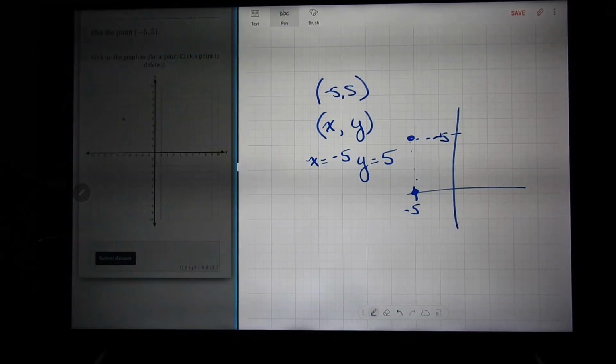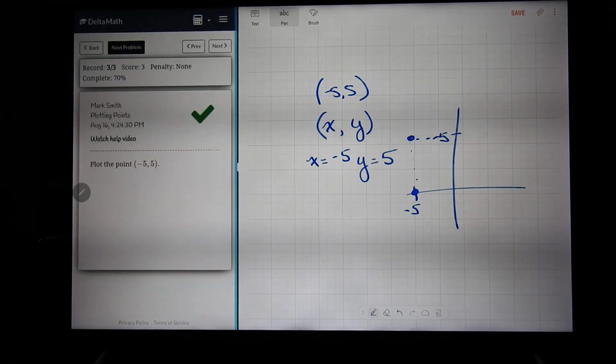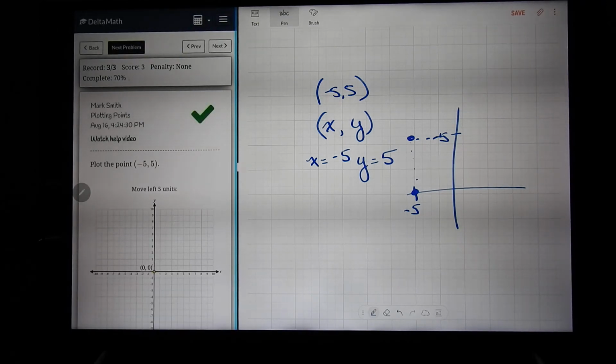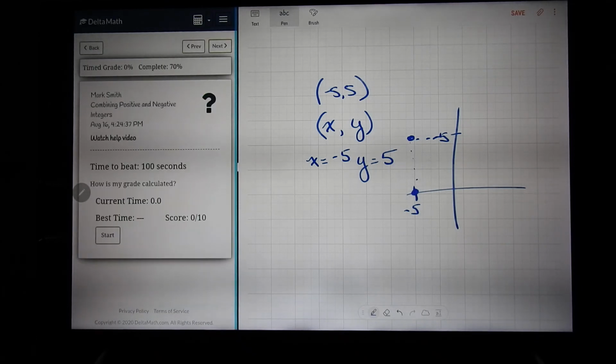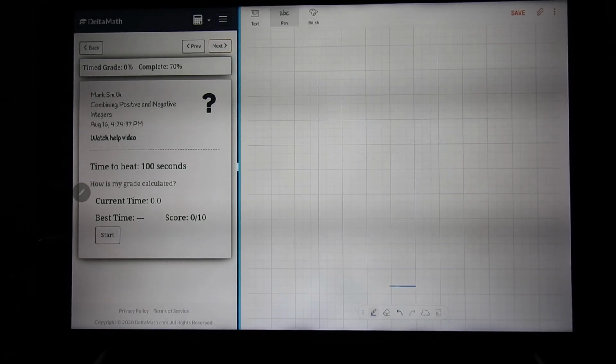Going to submit my answer. I love that answer. And it's correct. All right, so now I've done 3 out of 3, so I'm good there. I hit next. And I go to my next problem. Okay, this is a little timed thing. I'm not really ever going to give you timed stuff for grades, so you don't have to worry about that. But this is just a little combining positive and negative, all right?